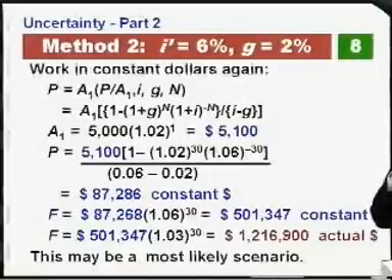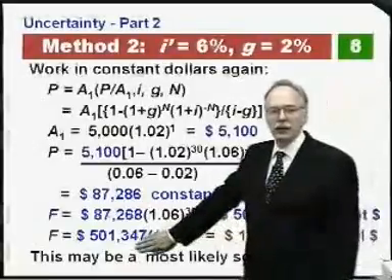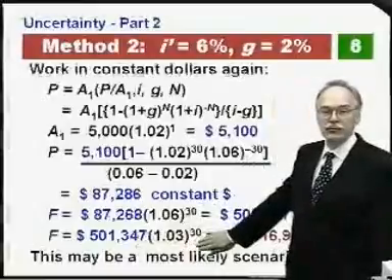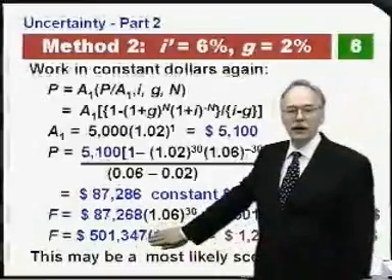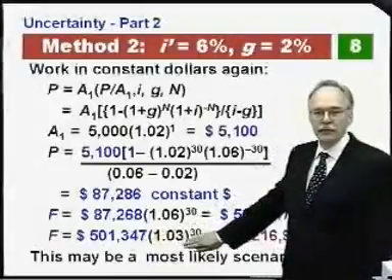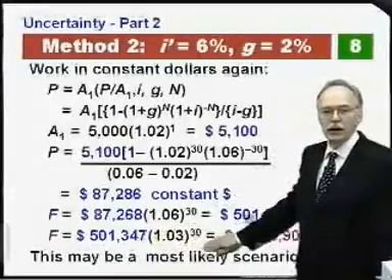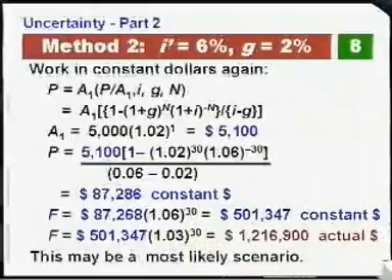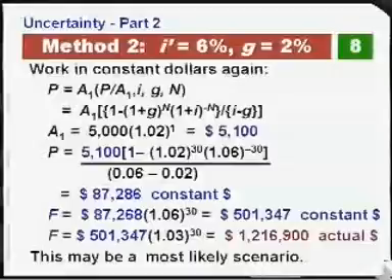We can convert that to actual dollars. We take this constant dollar amount, we apply the inflation factor, that's 3% over 30 years. This is the constant dollar accumulation after 30 years. So we have to apply this factor to the 30th power. And then we get the accumulation in actual dollars, 1,216,900. And this may be a most likely scenario.